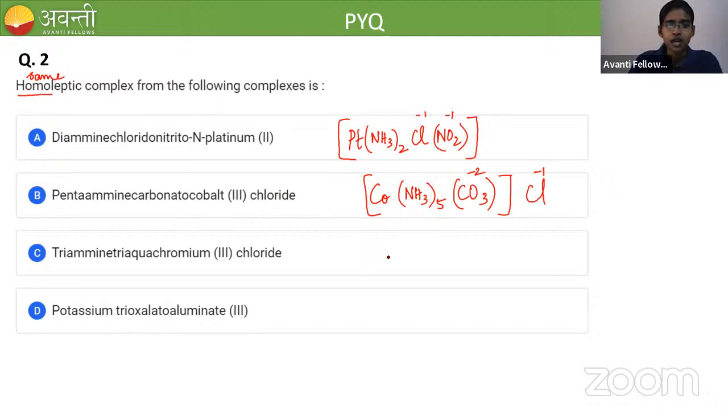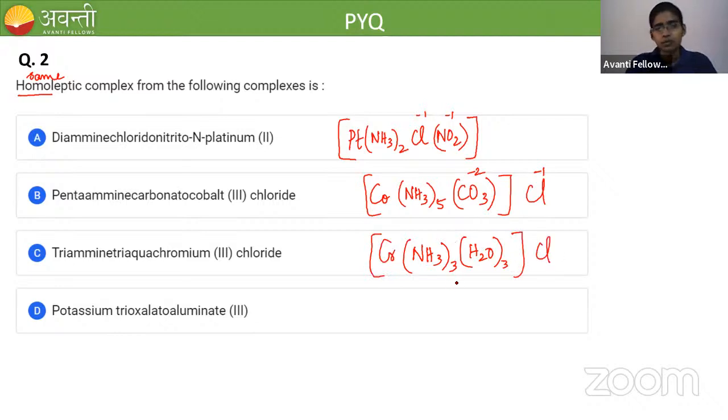And coming to the third complex, it is triamine. Triamine means it is NH3 3 times, and triaqua is H2O 3 times, and chromium is the central metal atom. Chloride is out. Now both amine and aqua are neutral ligands, right? But the oxidation state you can see is 3. So what I have to do? I have to put 3 out.